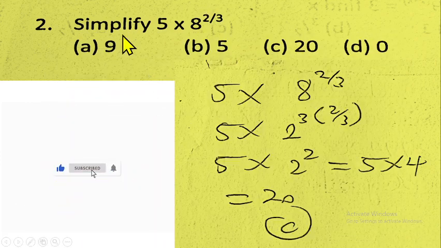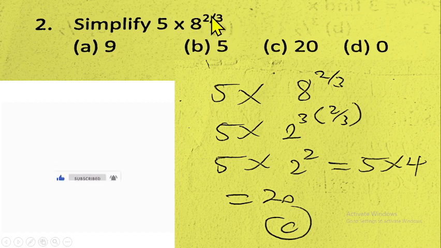Question number 2 is on indices. Simplify 5 times 8 raised to power 2 over 3. You have to simplify 5 times 8 raised to power 2 over 3. So this question is from indices. So we can simplify 8 raised to power 2 over 3. So 8 raised to power 2 over 3 simply means the cube root of 8 squared. That's what it means. Cube root, this 1 over 3 means cube root of 8 squared. And what is cube root of 8? That is 2. 2 raised to power 2 will give us 4. 4 times 5 will give us 20.